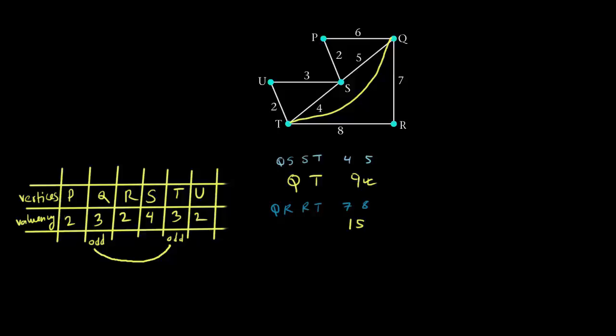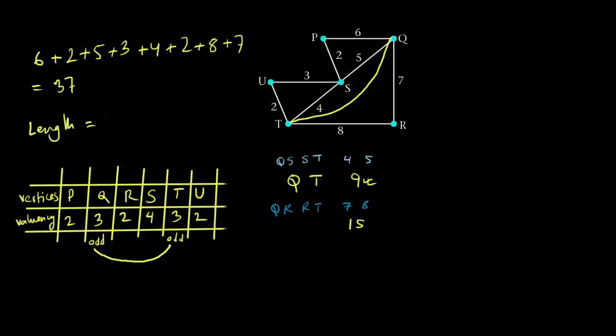So we need to know, before QT was added, what the total weight of this graph was. 6 plus 2 plus 5 plus 3 plus 4 plus 2 plus 8 plus 7 turns out to be 37. The shortest path length would be the total length plus the shortest length of QT for making it Eulerian, that is 9. So this is going to be 46.